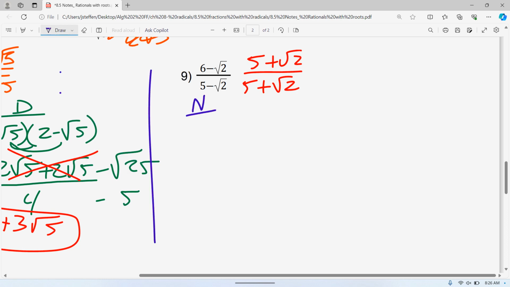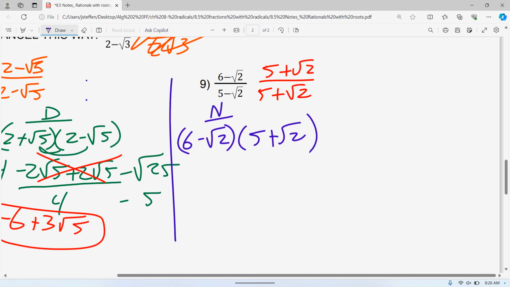I have 6 minus root 2 times 5 plus root 2, and again, we just do 6 times 5. 6 times root 2 is 6 root 2. Root 2, again, you can't combine those. We have a normal number and a radical.